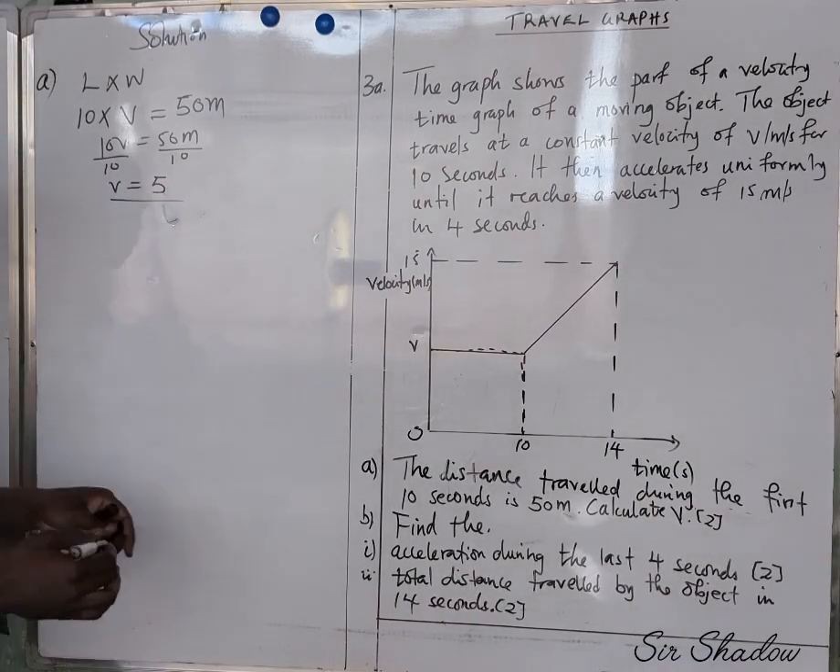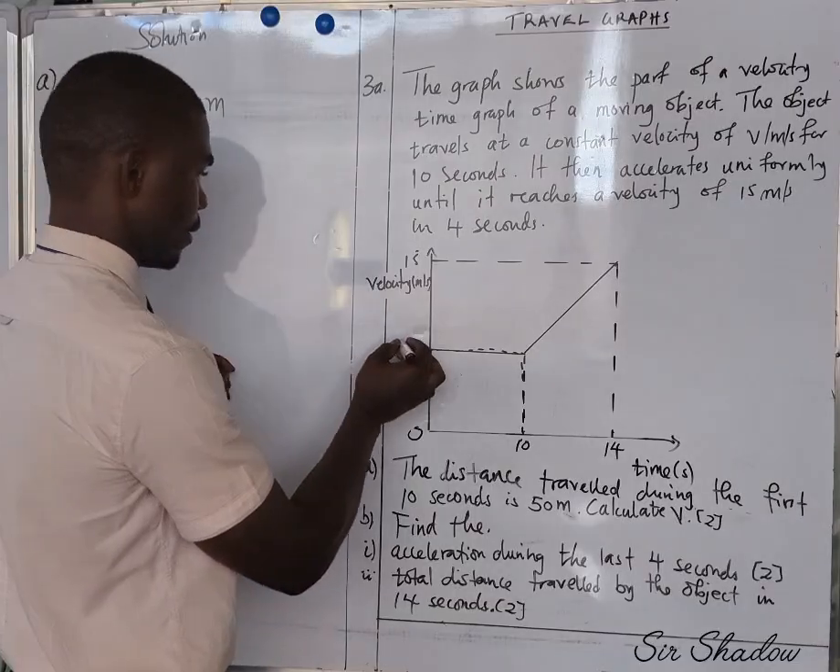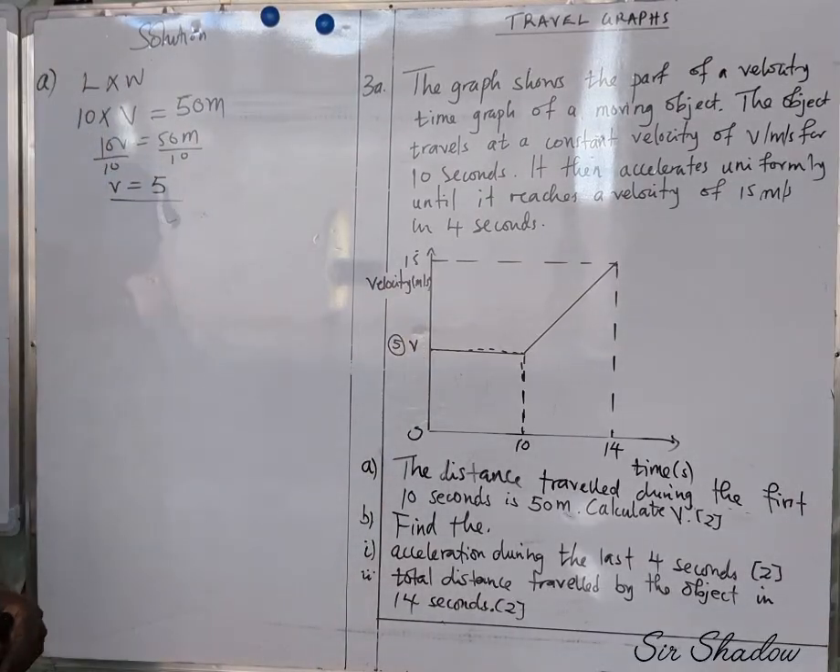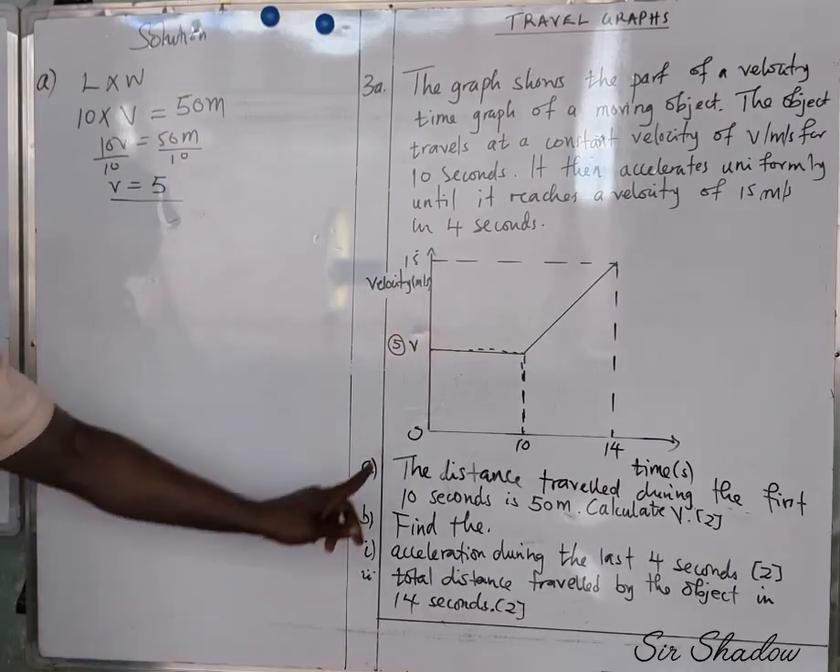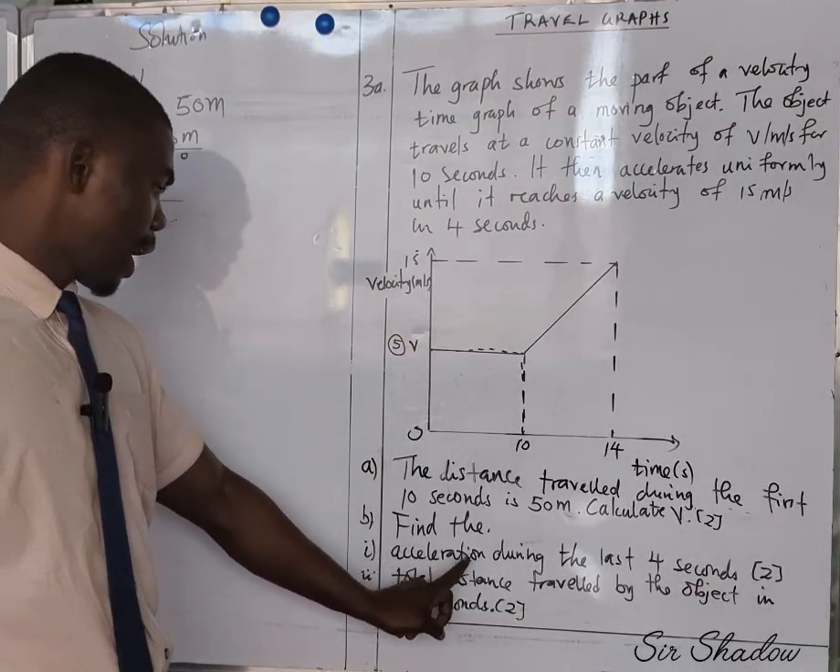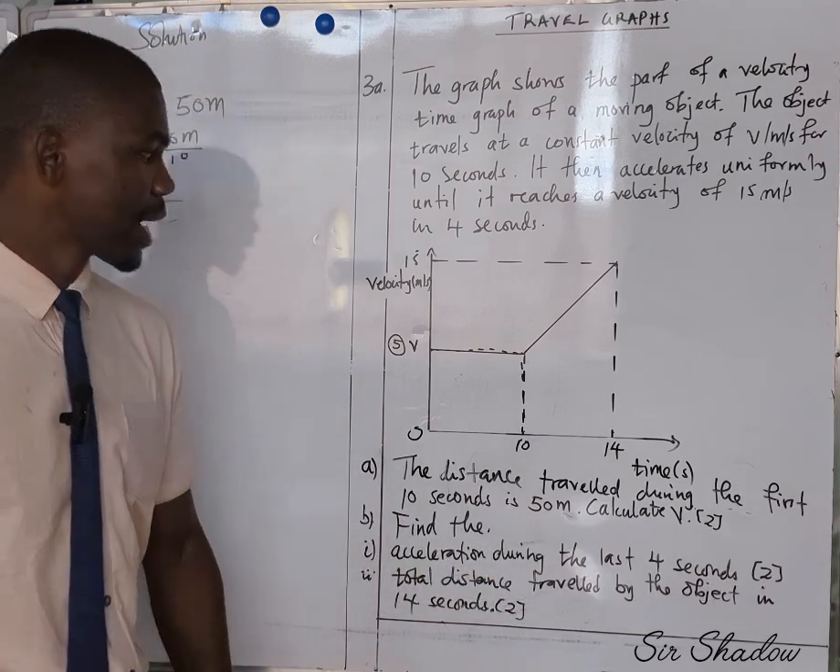Now V is equal to 5. So here we put a small 5 here. Here is 5 meters per second. That's V. Right. So from this given V, find the acceleration during the last 4 seconds. Acceleration.